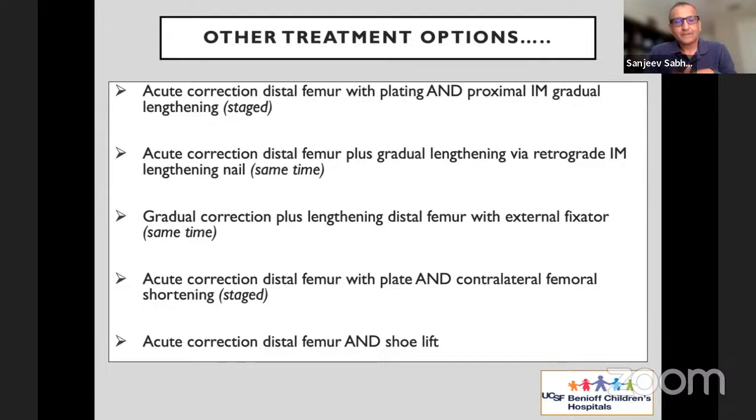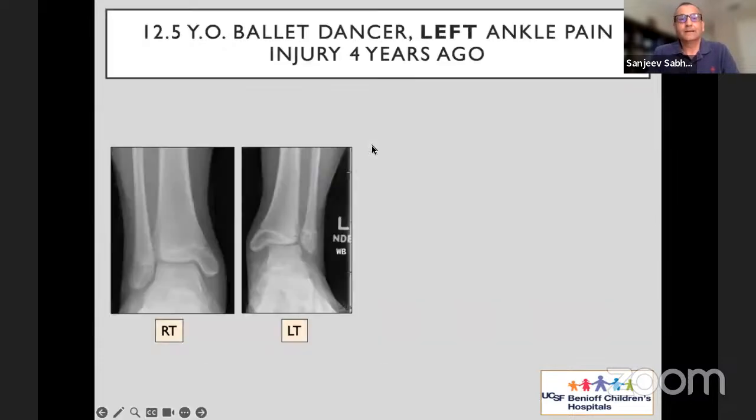I could have done an acute correction of the distal femur and plated it and done a femoral shortening, right? Could have taken like 4 or 5 centimeters from the contralateral femur. Not the preferred method for most patients and families, but if they don't want to go through the lengthening ordeal, I think that's definitely an option. I could have simply corrected the distal femur deformity and given her a shoe lift for the rest of her life or till she was ready for something else. So again, many options.